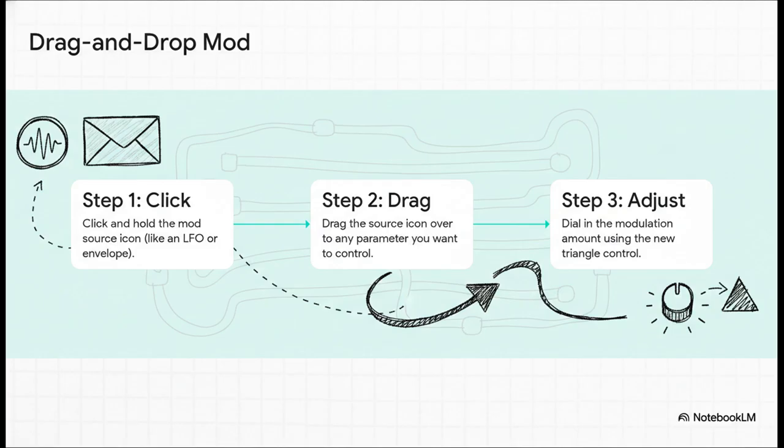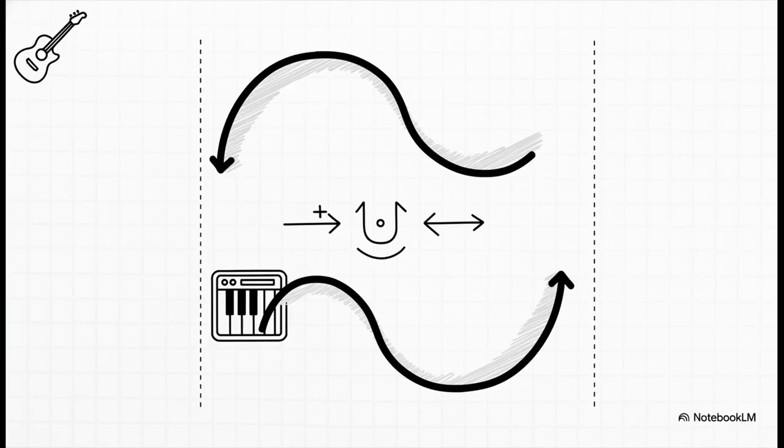You literally just click on a modulation source, like an LFO or an envelope, drag your mouse over to whatever knob you want to control, and let go. A little dial pops up, you set how much you want it to move, and you're done. It's so intuitive. So, to pull off that transition trick, here's what you do. You grab a mod envelope and you draw a simple shape that turns the guitar's volume down over, say, 4 bars.